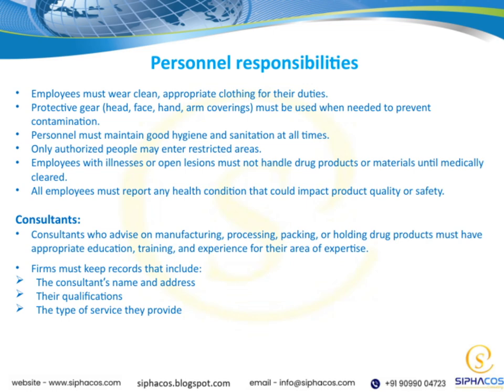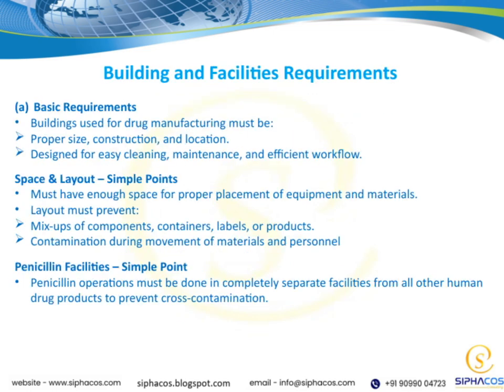All these points are interconnected. By following them, we protect both our products and our patients, and we uphold the integrity of our entire operation. Let's talk about the basic requirements for buildings used in drug manufacturing. It's essential that these buildings are the proper size, constructed appropriately, and located in suitable areas. This ensures the manufacturing process runs smoothly and safely.